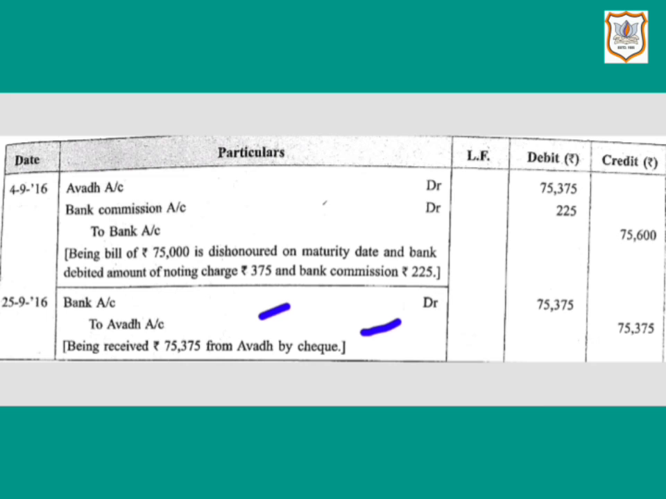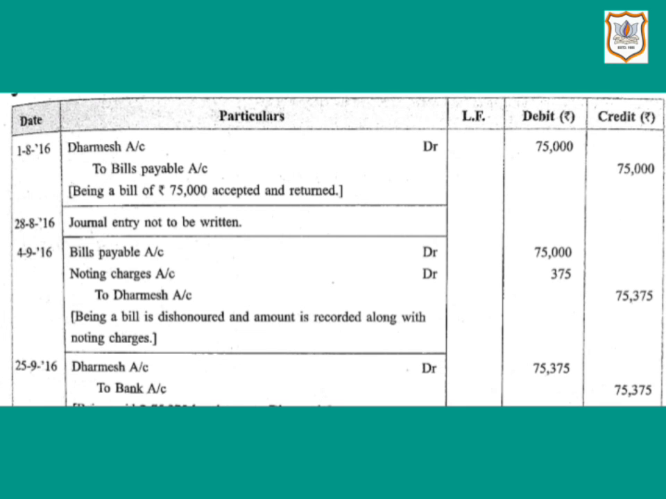Now let us see the journal entry in the books of Awadh. Date 25th September 2016. As Awadh paid the entire amount to Dharmesh, Dharmesh, who was a creditor for Awadh, the liability will get reduced. So Dharmesh's account will be debited and the bank balance will decrease as Awadh has paid the entire amount by check. So bank account will be credited by rupees 75,375. So here we have completed this chapter.